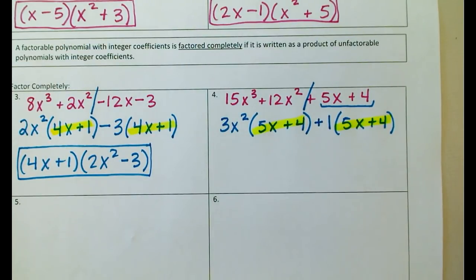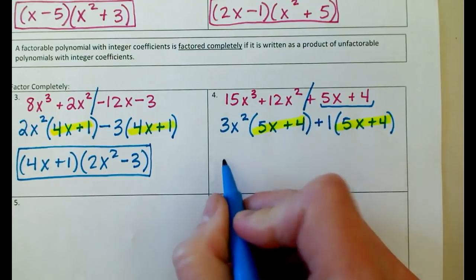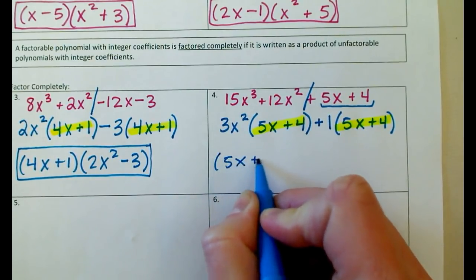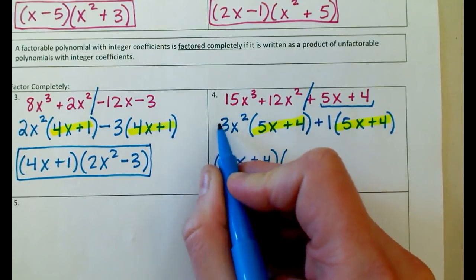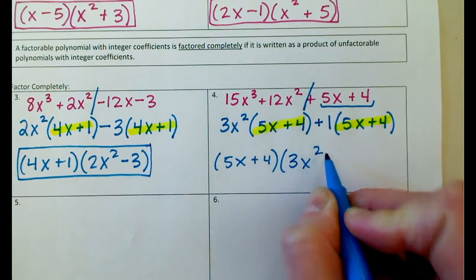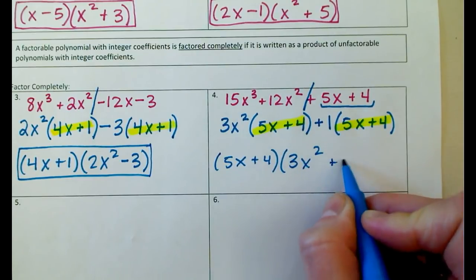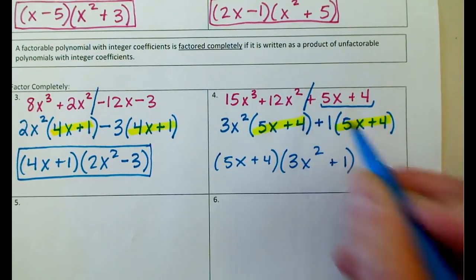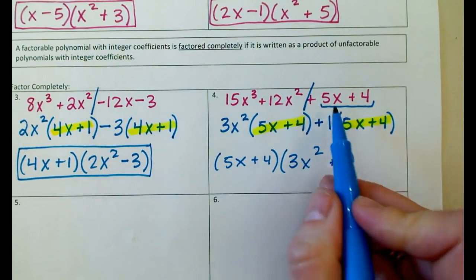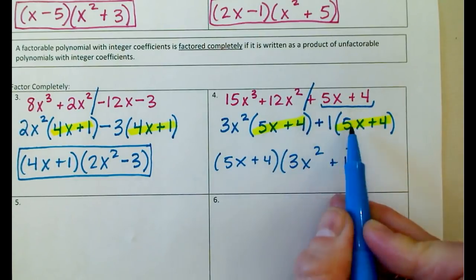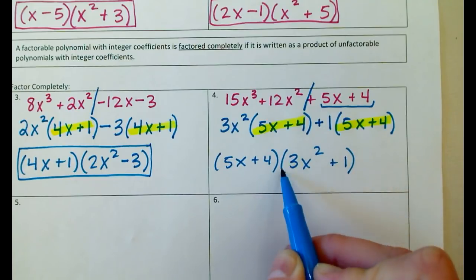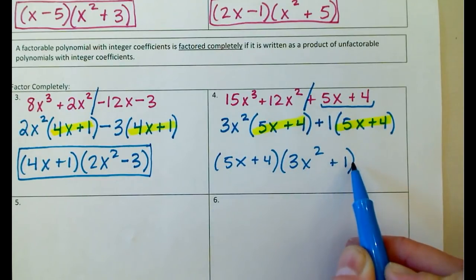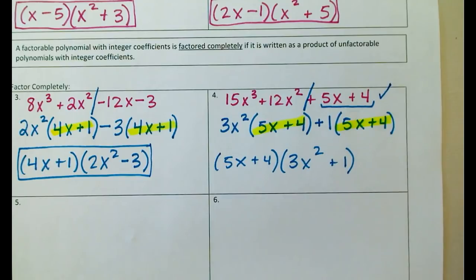So my first one, factoring out what's in common, 5x plus 4 times what's ever left over, 3x squared and positive 1. You do need to factor out a positive 1 even if this is already set up as your common factor. That's what creates your second polynomial, and if we multiply this back together, it would multiply back to the original.